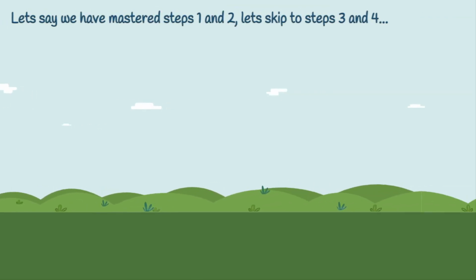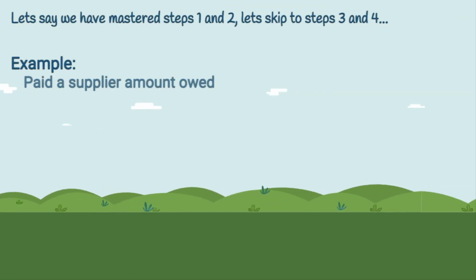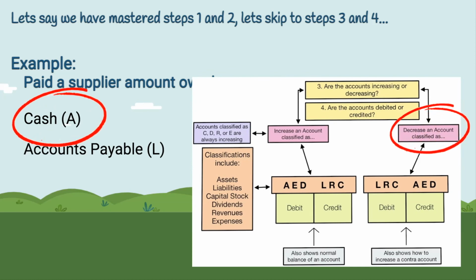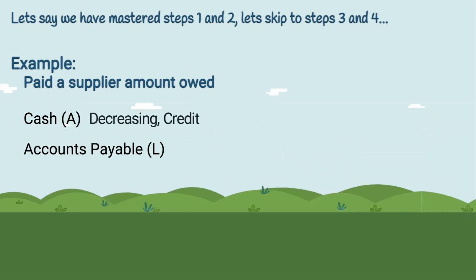Our next example involves paying a supplier for an amount owed. The 2 accounts affected are cash, which is an asset, and accounts payable, which is a liability. Cash is decreasing since the supplier was paid. Use the LRC AED image. It's an asset and is above credit. Cash is decreasing and is credited.